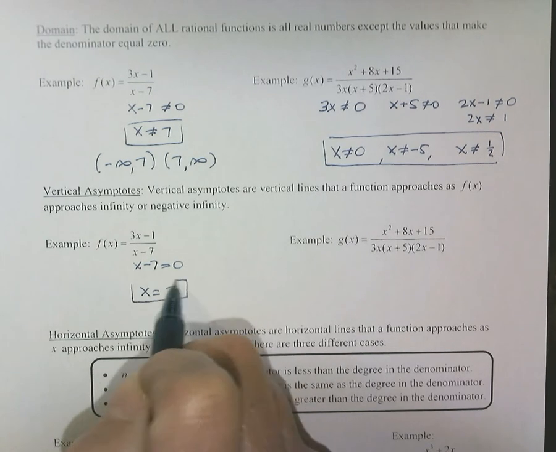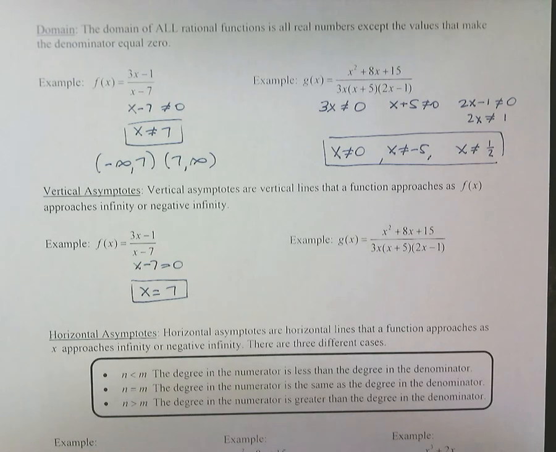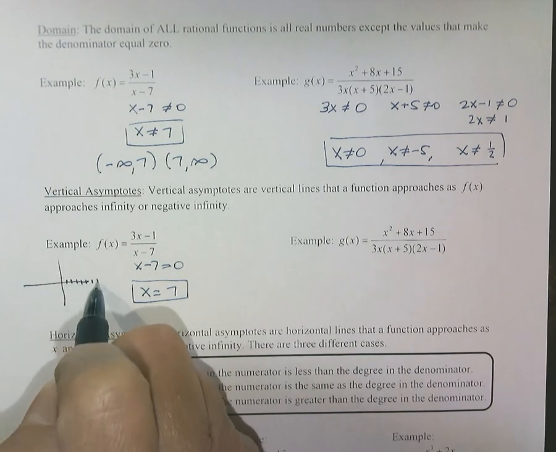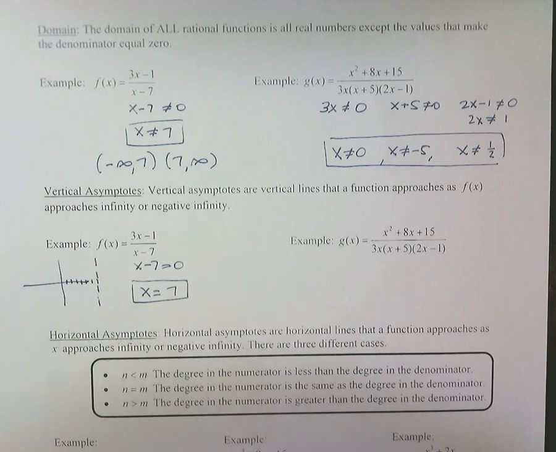This one has to be written in the form of an equation. A vertical asymptote is a vertical line. So if you were to graph this, coordinate plane 1, 2, 3, 4, 5, 6, 7, that's what your vertical asymptote looks like. If you just tell me 7, that's not enough to get any credit for it.